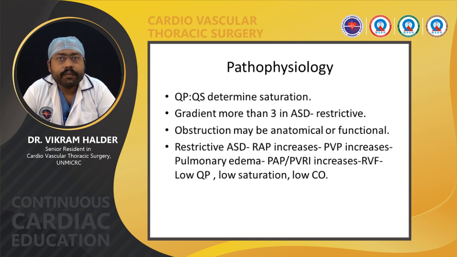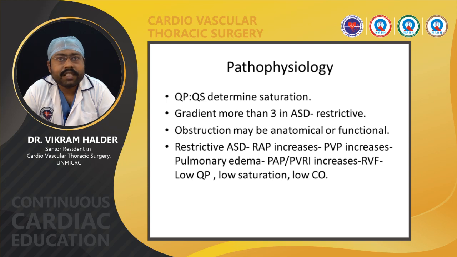QP-QS ratio is very important because that determines the saturation of the patient, and the gradient through the ASD should be less than 3, and if this is more than 3, there is restriction at the level of the ASD. And obstruction may be anatomical or functional.